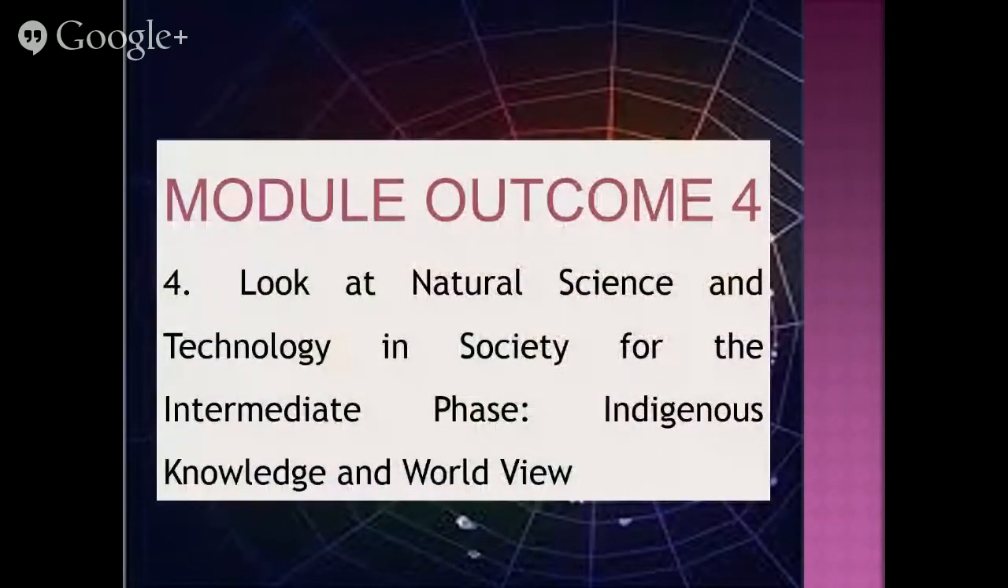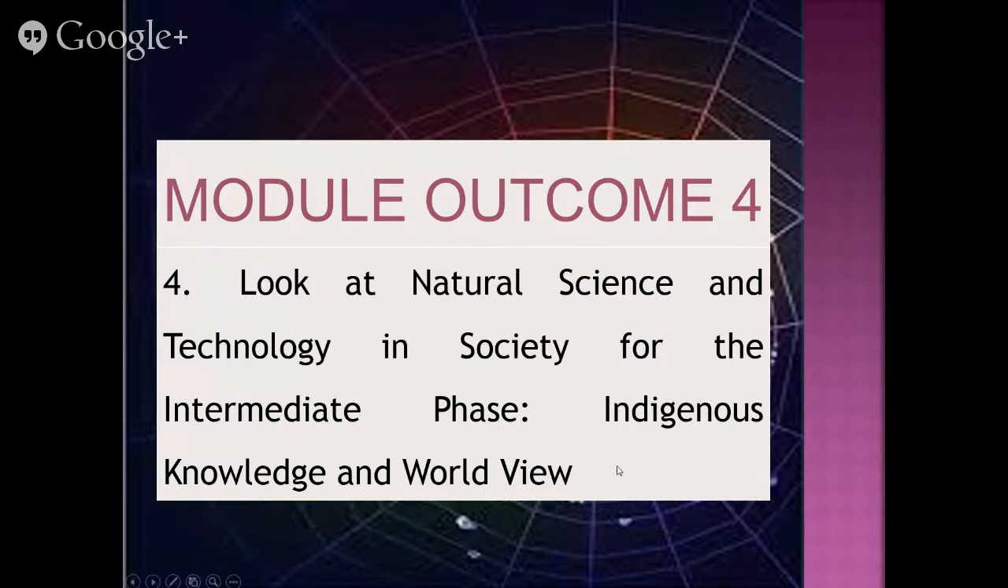Today we're looking at module outcome 4, the last of our 4 outcomes in meeting the requirements for the natural science and technology didactics module. This outcome focuses on natural science and technology in society, and in particular, it looks at indigenous knowledge and worldview. Now, this is a vast area of study. But remember that we are focusing on grade 4, 5, and 6, more or less 9, 10, and 11-year-olds.